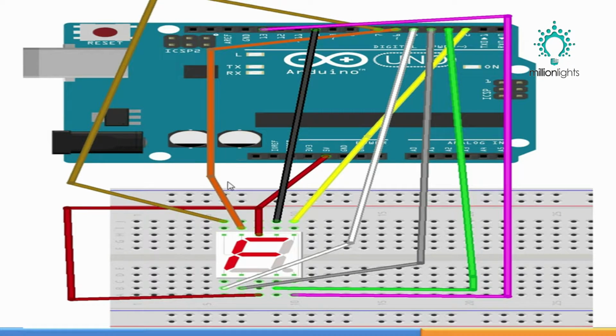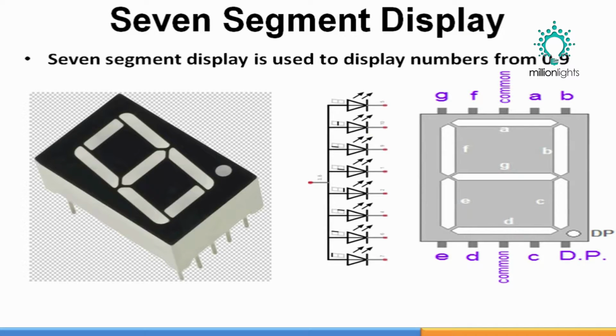So here we have connected 7 pins, and we have connected DP, and we have connected this common anode, that is plus VCC. So these are the 10 connections that we have to make, and these connections are made according to this structure. Now here A is 1, B is 2, C is 3, D is 4, E is 5, F is 6, and G is 7. So based on this, it is easy to program.